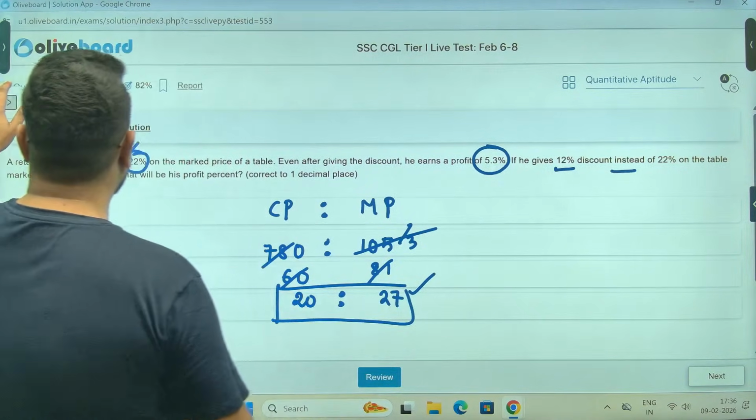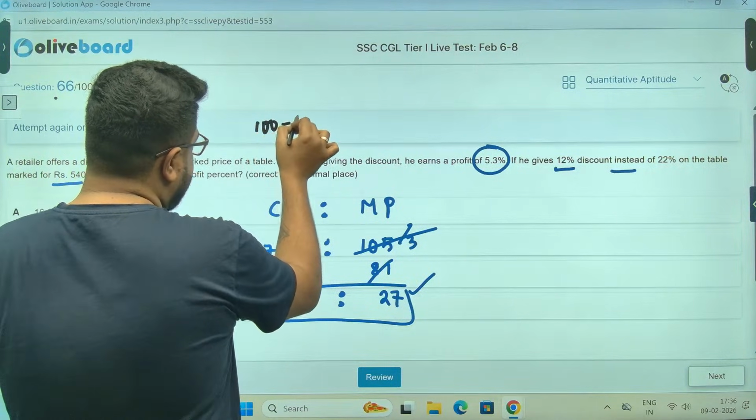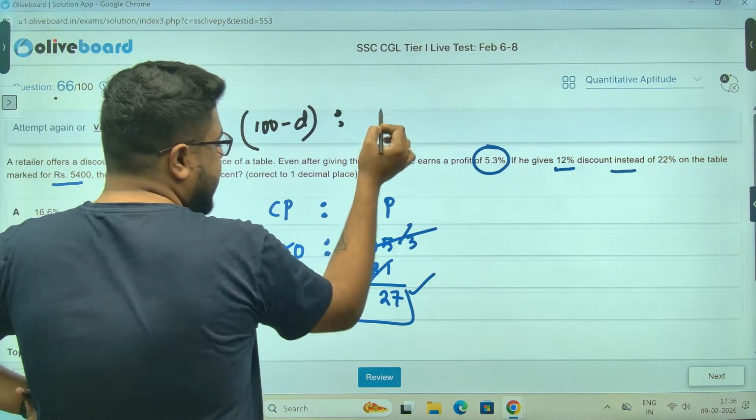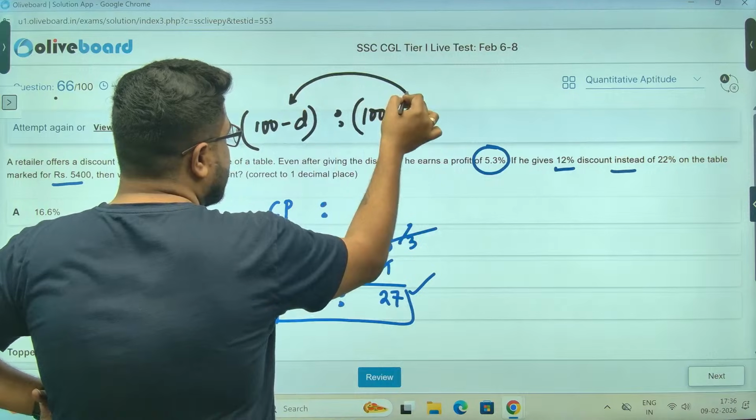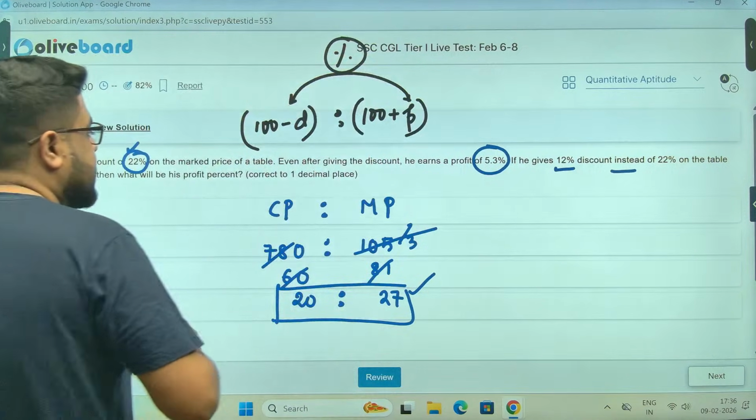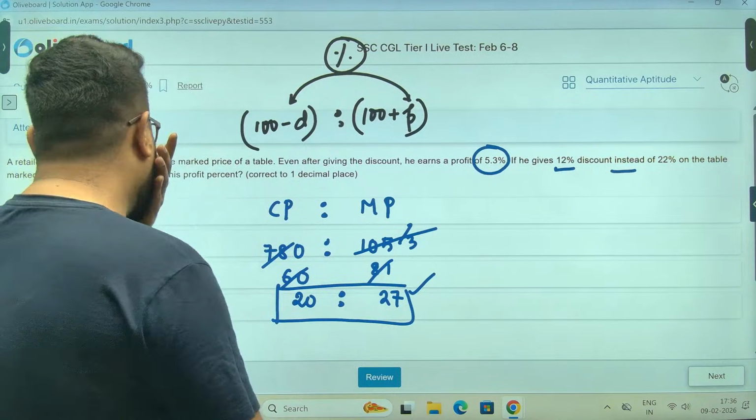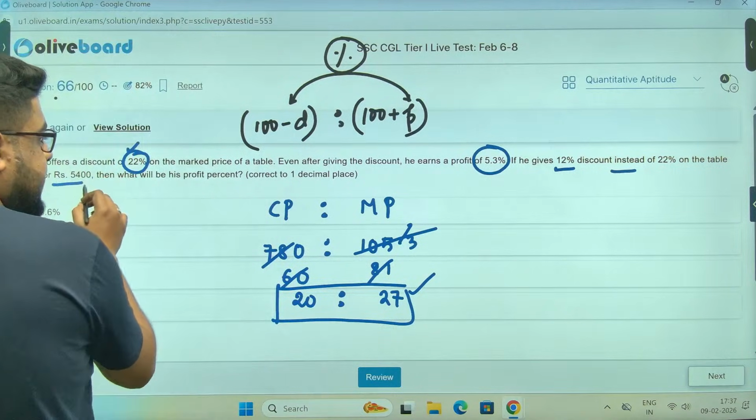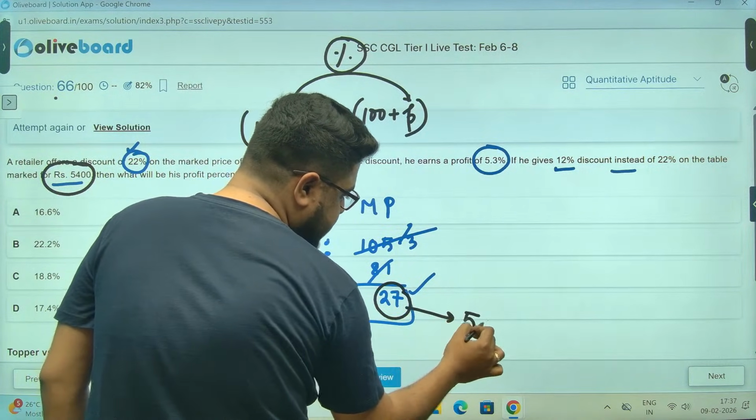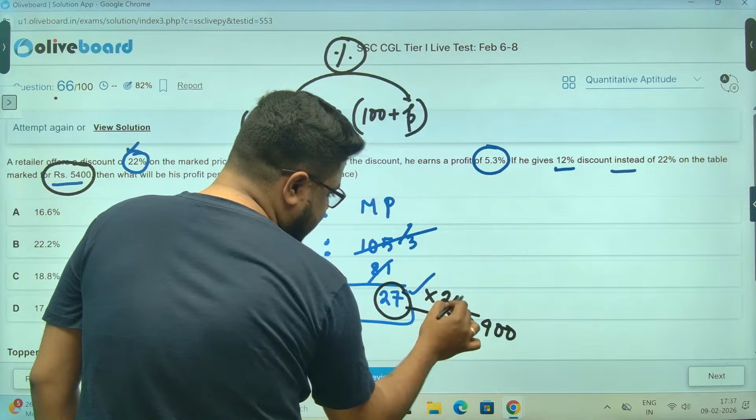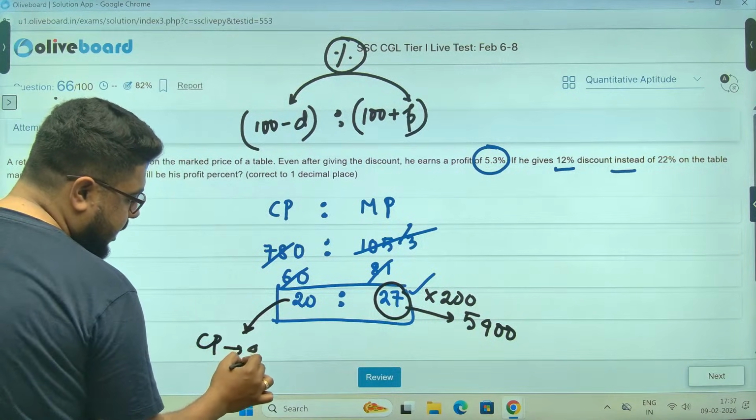Acha. For those who don't understand what I have done, this is a direct formula. CP is to MP is 100 minus discount ratio, is to 100 plus profit. These two have to be in percentages. This is exactly what I've used to find the ratio directly. Now they are saying marked price MP is 5400. So 27 parts is 5400 rupees. So the multiplying factor is 200. So that means the CP is, sir, 4000 rupees.